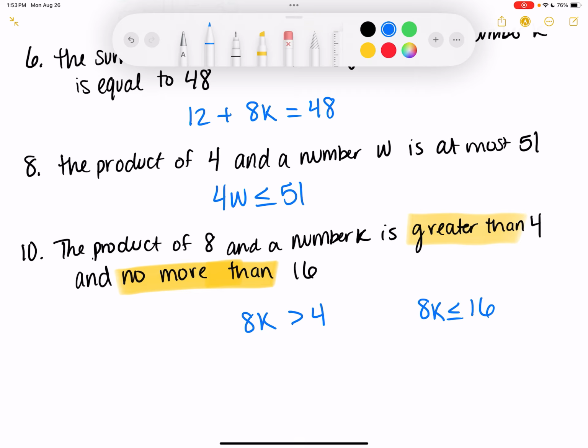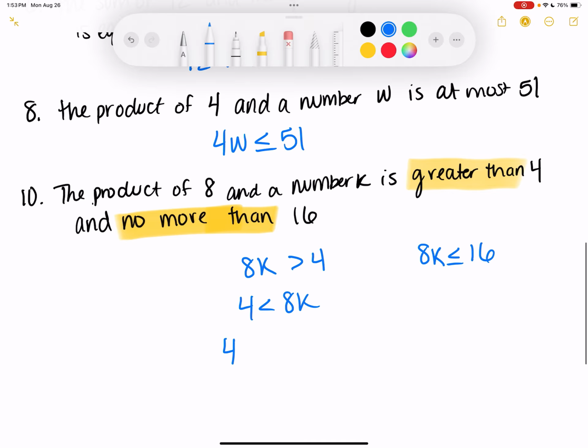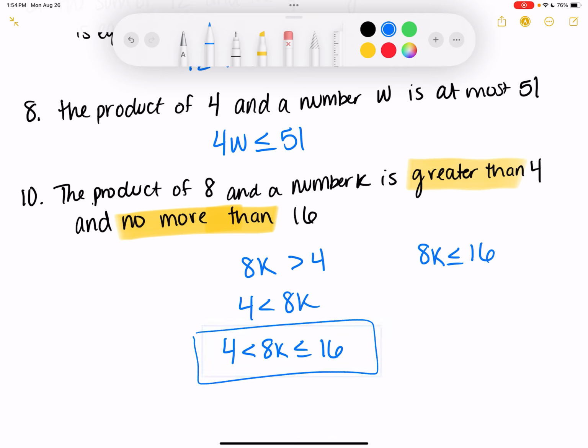So now I want to combine these two things because they both have an 8k in them. I'm going to keep the symbols facing their respective pieces, but flip the entire thing over, so you see how they're all facing the same way. I have 8k in the middle. So my final is going to be 4 less than 8k less than or equal to 16. That would be the whole thing put together.